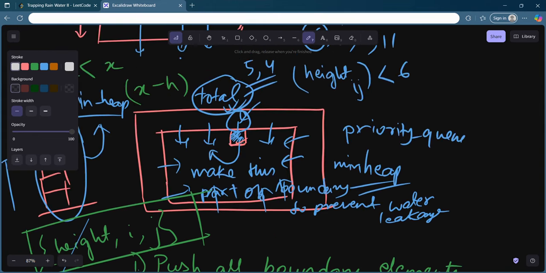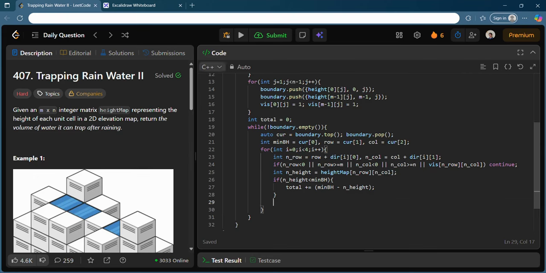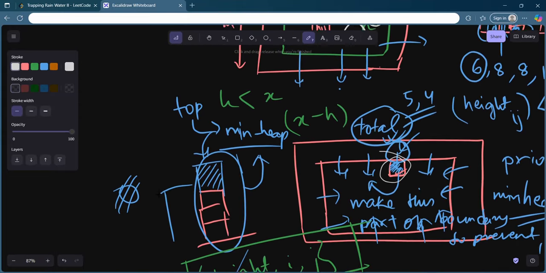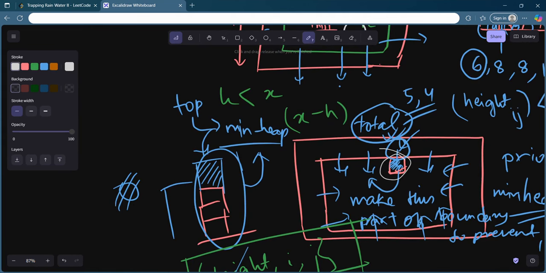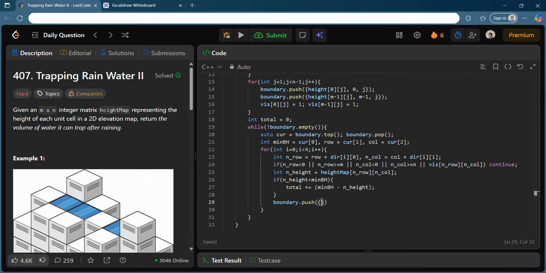And after this I will include this cell also as part of the boundary. The cell which I just explored, I will include as a part of my boundary. So I will do boundary dot push, and it will be a vector. Now you see, I need to calculate the max value here, because the water height may also get incremented and become equal to the height of the minimum boundary. So I will take the maximum of the minimum boundary height and the neighbor height. So there should be the maximum value.